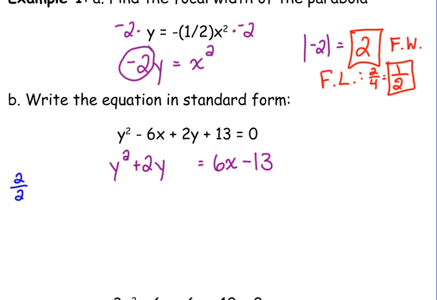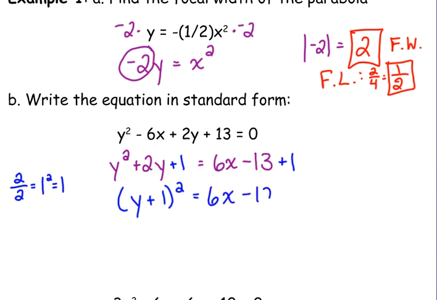So divide 2 by 2, we get 1. Square it, we get 1. So we add that to the left side of the equation. But we got to keep the equation balanced, so we also have to add it to the right side of the equation. So on the left side, we have y plus 1 squared. That's good. Starting to look like our standard form. On the right side, we have 6x minus 12.